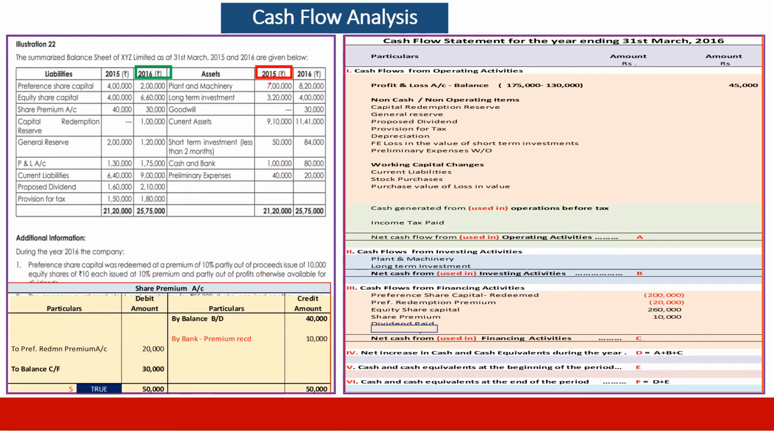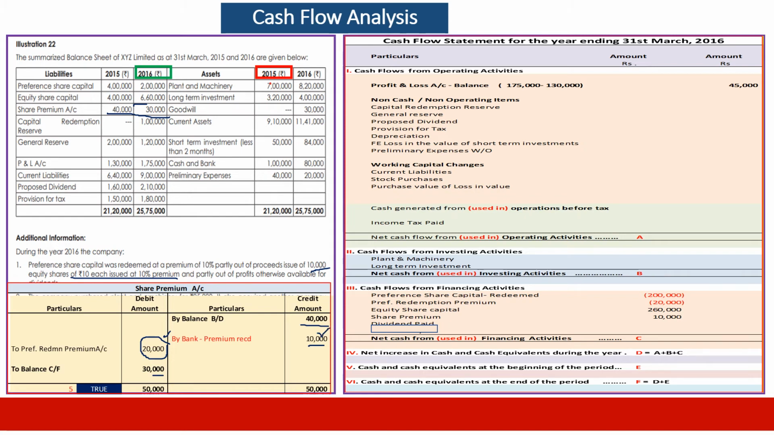Now we are coming to share premium account, which has gone down from 40,000 to 30,000. Means there is a net outflow. In the sense, opening was 40,000, it became 30,000 because we paid a redemption premium on preference shares of 20,000. We received 10,000 as premium of 10% in respect of 10,000 equity shares. We have to account the difference, that is 20,000 what we paid and 10,000 what we received.